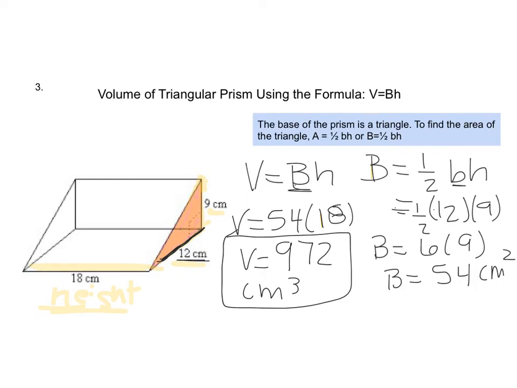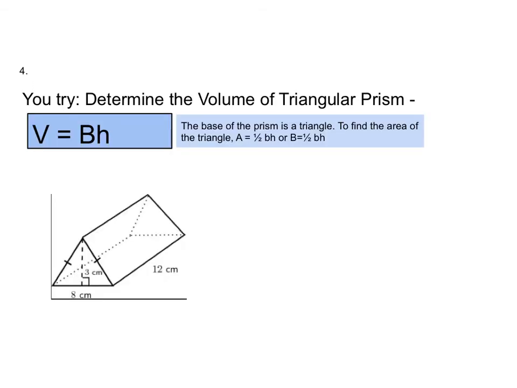Okay, great. Now I'm going to let you try a couple of them. So let's move on. Okay, so in this example, you're to stop the video and find the volume of the prism. I'll give you one hint before you begin. This is the base of your triangle. Okay, now pause the video and use the formula. Volume equals area of the base times the height.